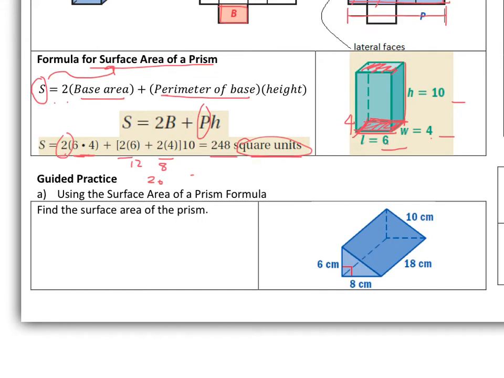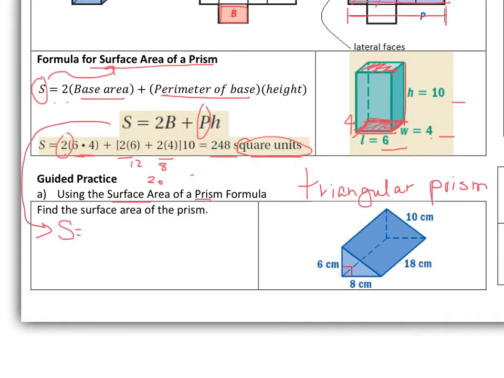Okay, let's do a practice problem. Here we need to find the surface area of a prism. And we have a triangular prism because the bases have a triangular shape. We would do the same thing to find the surface area. Use the same formula. Double the base and add it to the perimeter times its height.